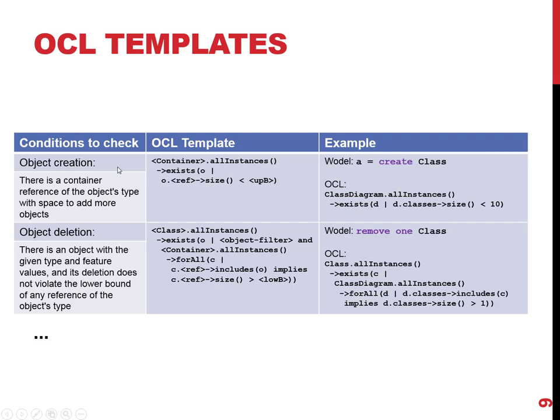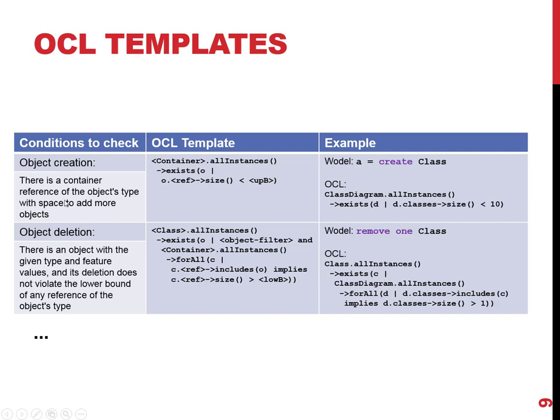In this slide, we present two templates used for two Wodel mutation primitives, the object creation and the object deletion. The first column shows the conditions to check in natural language. The second column shows the OCL templates used in each case. And finally, the third column presents the corresponding OCL code generated for this simplified UML class diagram metamodel example. The complete OCL templates table is included in the paper if you are interested in the OCL templates for the rest of the mutation operators.